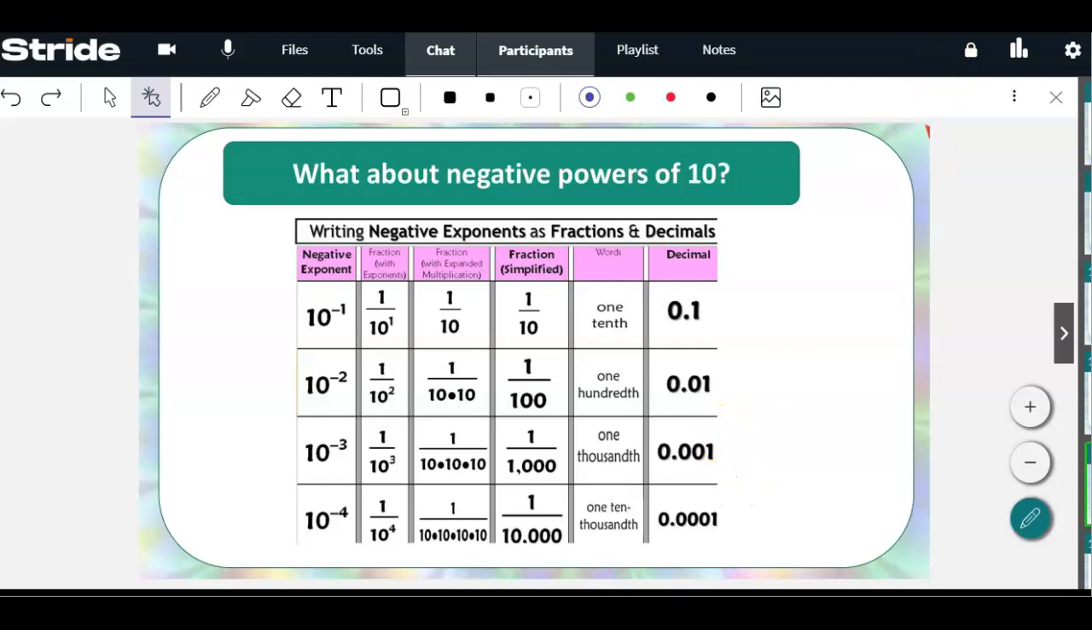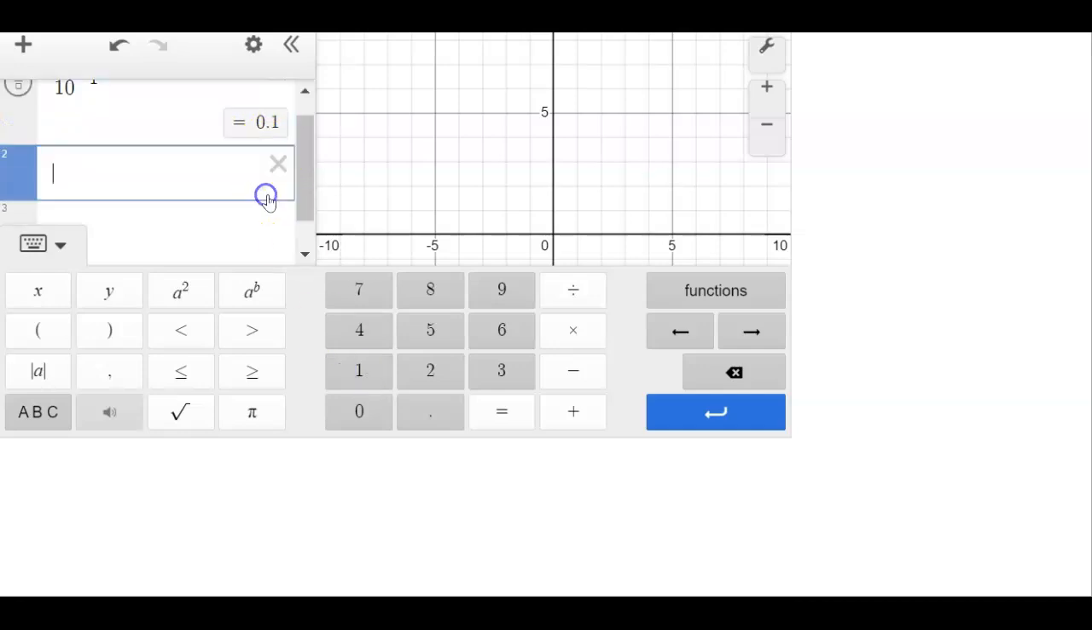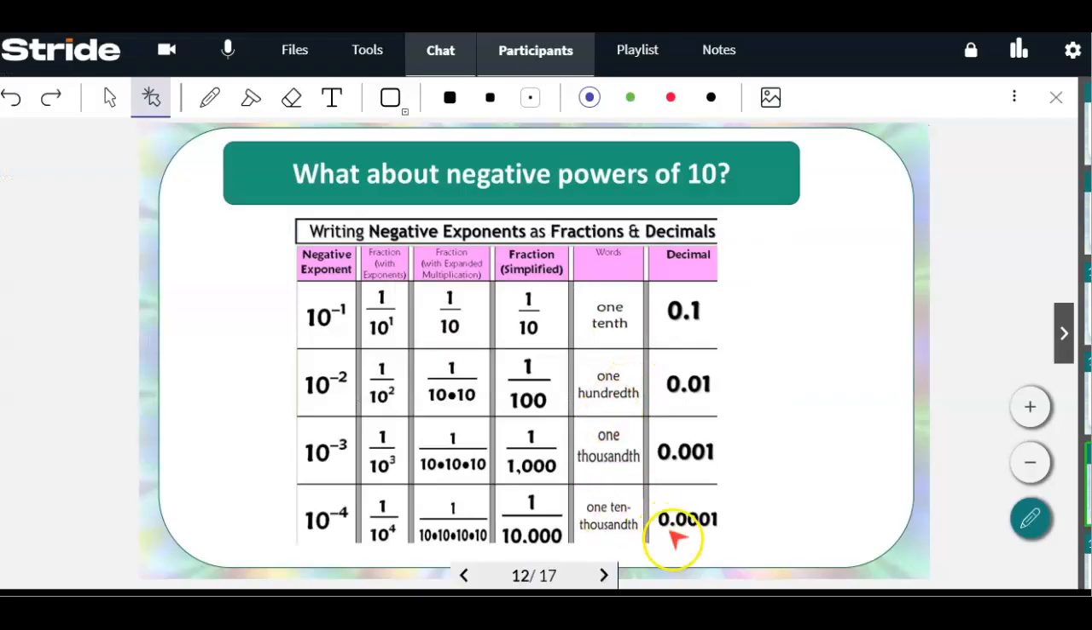Okay, so I want to just show you on the calculator a couple of those. So let's do 10 to the negative first. Okay, there's my decimal. And let's do 10 to the negative second. There it is. It's a little different there. And we're going to be using this in a future lesson for scientific notation. So that's why you need to make sure you understand that.